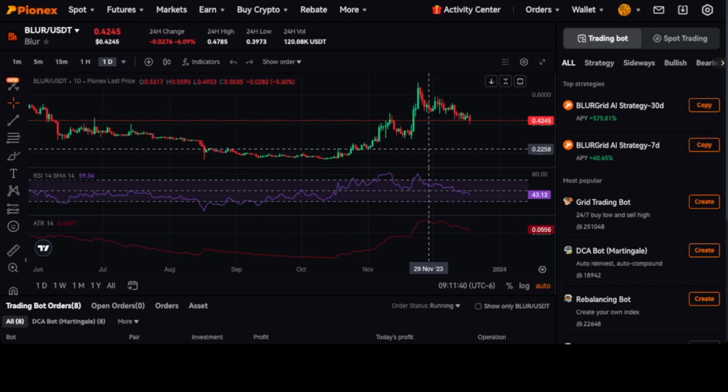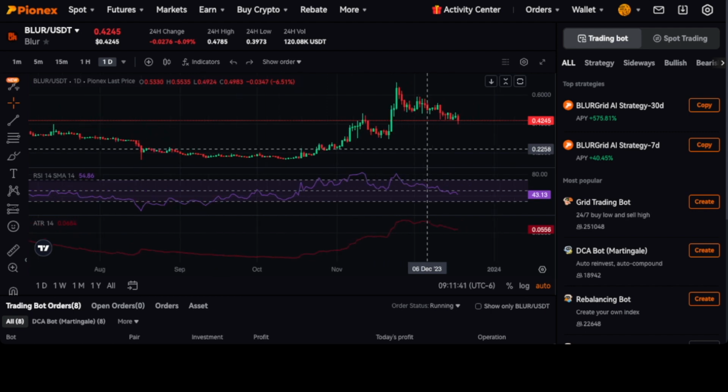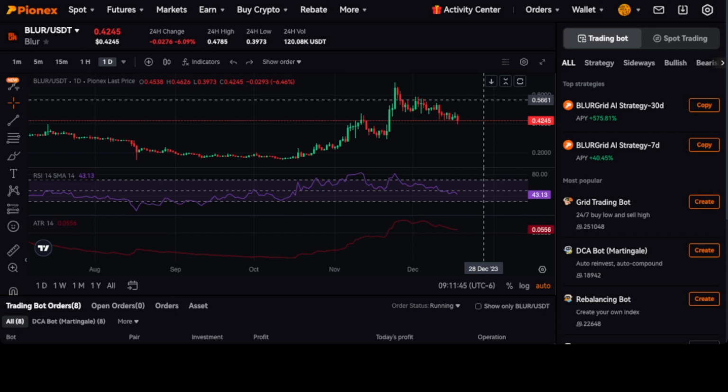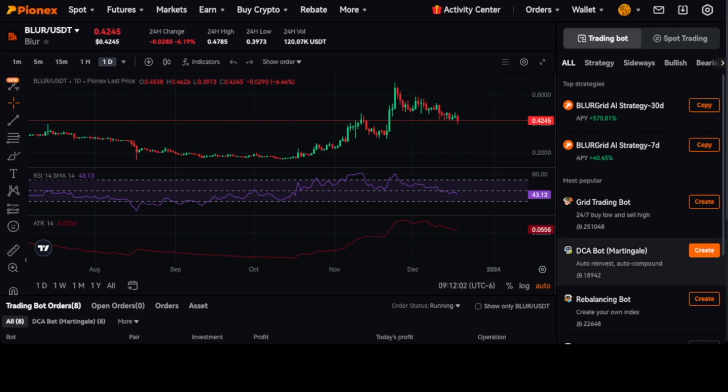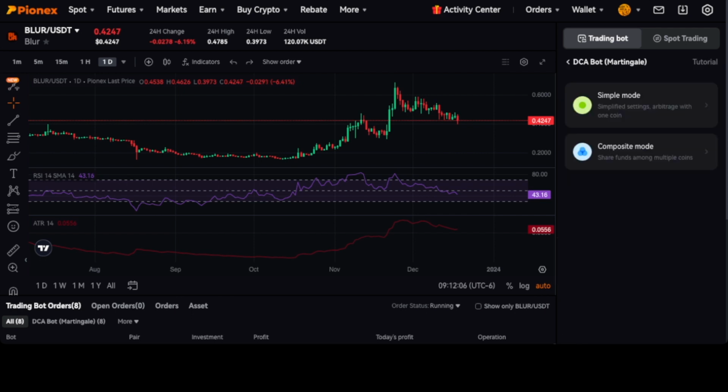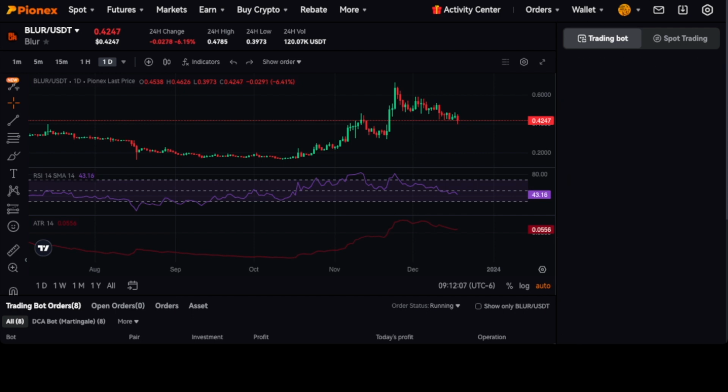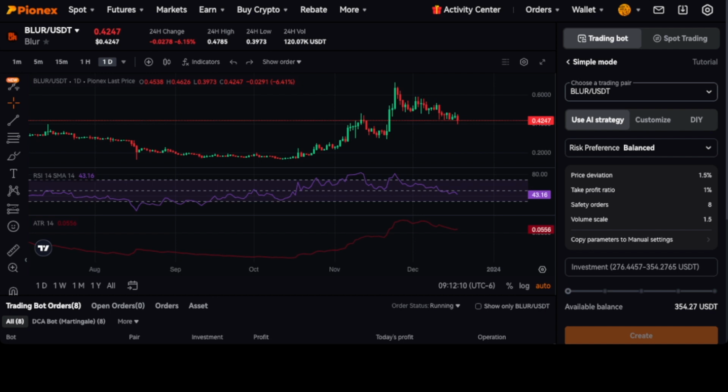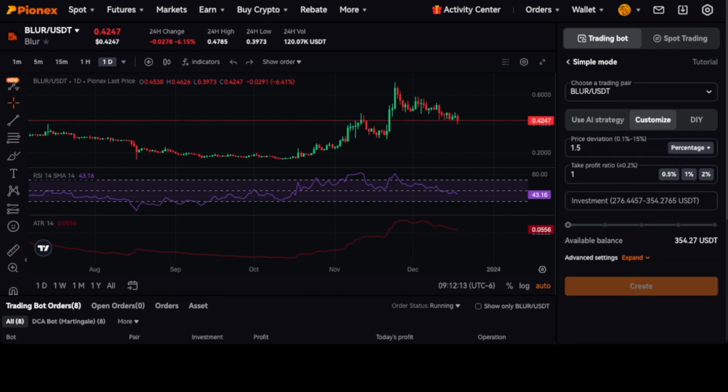Now, what I'm going to end up doing is I also have ATR here. The ATR is average true range. On TradingView, you can flip that to a percentage so you know about the percent that it drops. And that's a lot of times what I like to end up using. So with ATR, I have that on there. And what I'm going to do is create a bot. I'm going to create a simple one, Blur USDT. I'm going to copy my parameters to customize them.